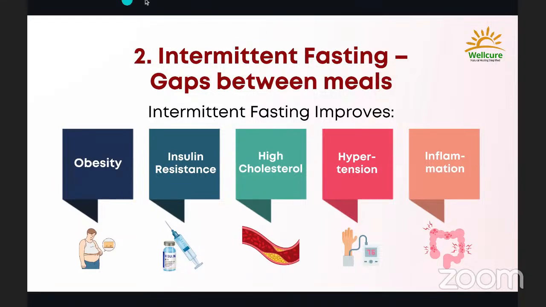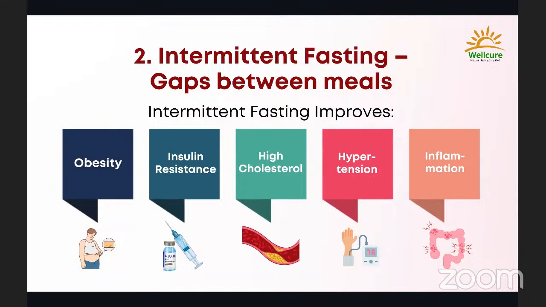Then what is intermittent fasting? How many of you know about intermittent fasting? Intermittent fasting improves weight, insulin resistance, high cholesterol, high blood pressure, and inflammation in the system. So 4 to 5 hours after you wake up and 4 to 5 hours before you go to bed, it's better not to eat anything. Just keep yourself on water. At least 14 to 18 hours of intermittent fasting has to be followed.